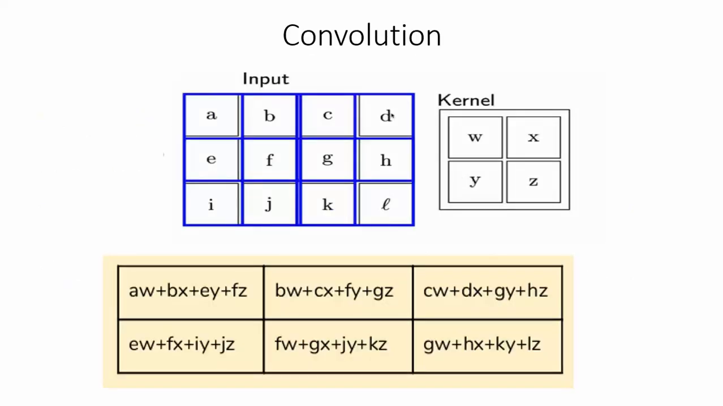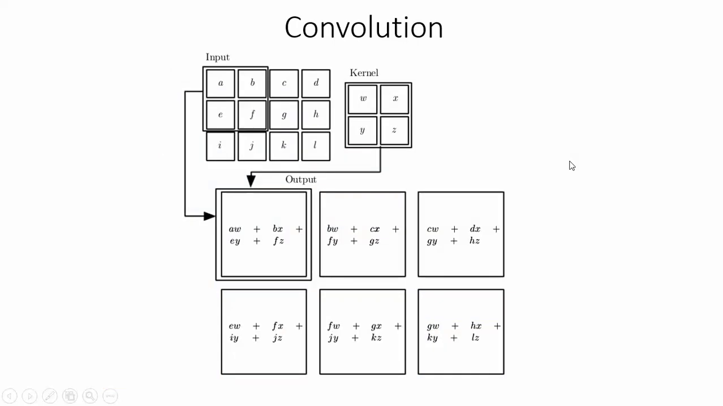See, if we consider the input image, we consider it in the form of a matrix, and we apply the kernel filters. Imagine we consider 3 cross 3, that is 3 rows, 3 columns, and the kernel size we consider is 2 cross 2. How we are going to add: A into W plus B into X plus E into Y plus F into Z. Like that, we have to create a convolution by considering the input image and the kernel size. So in this way, we are calculating the input.